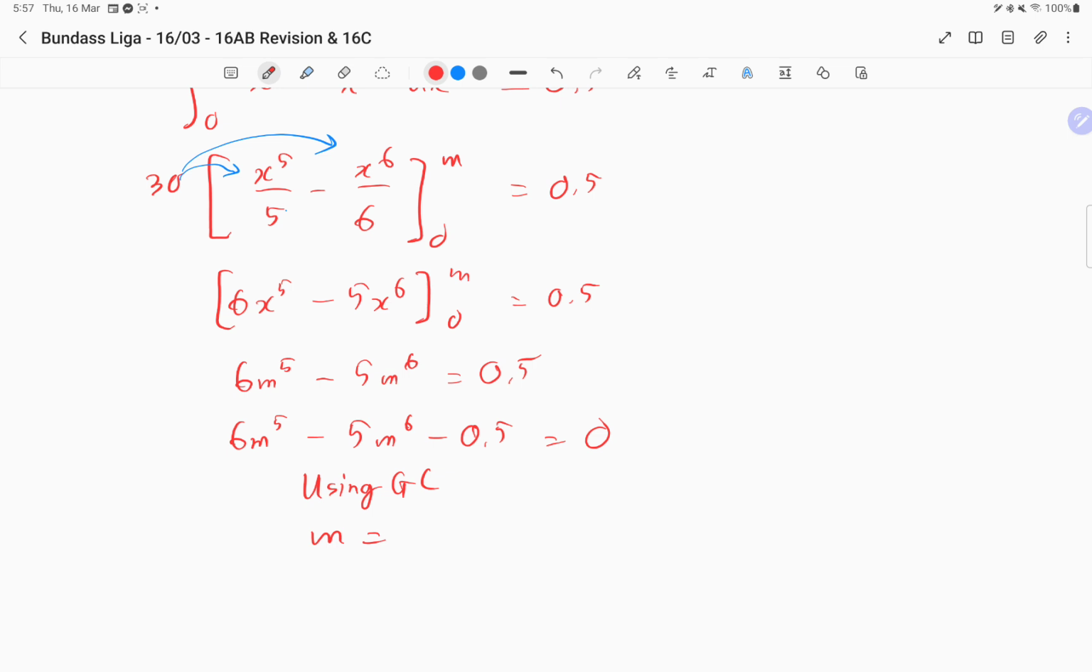Is it 2.735? Not 0.735. Be very careful with your rounding. M is 0.73555, which rounds to 3 decimal places as 0.736. Yes, 0.736 to 3 decimal places. Yeah, be careful with your rounding of numbers.